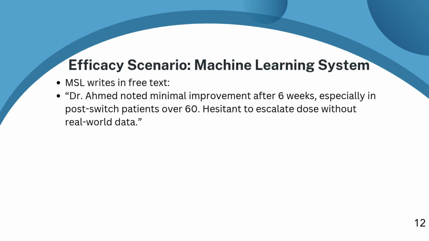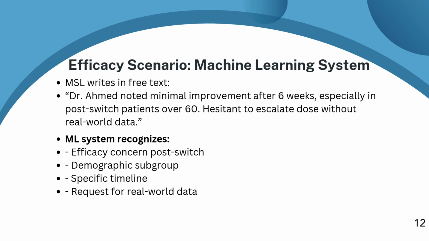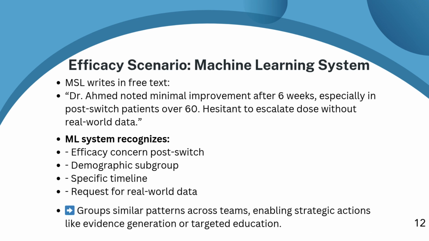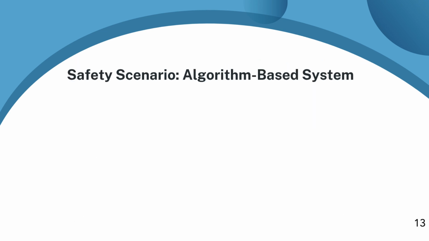Now watch what happens with a machine learning system. It doesn't need dropdowns. It reads that note and recognizes efficacy concern in post-switch patients, age-specific trends, timeline of 6 weeks response, a request for real-world data support. And not only does it tag those details, it groups them with similar patterns in other notes, building a clearer strategic signal across geographies. That's the kind of insight you can use for a targeted evidence generation plan, or even a new advisory board topic.